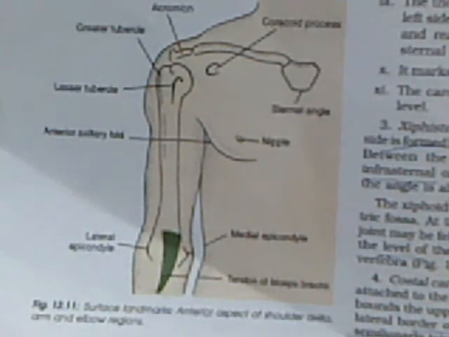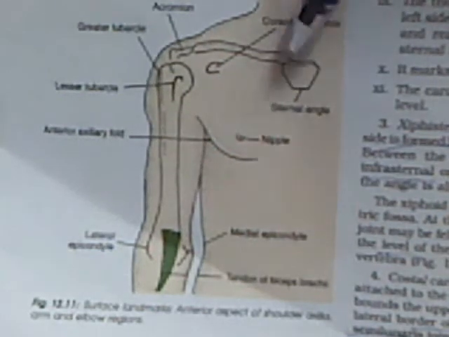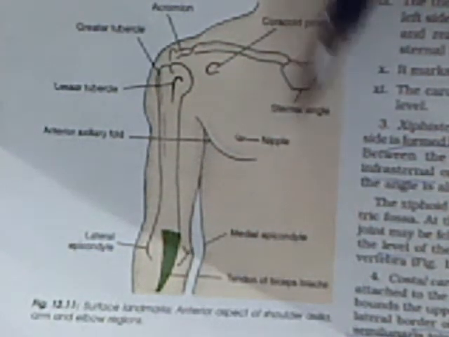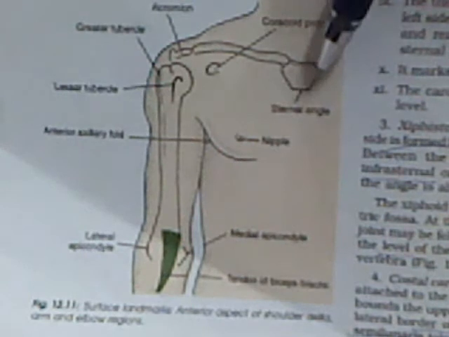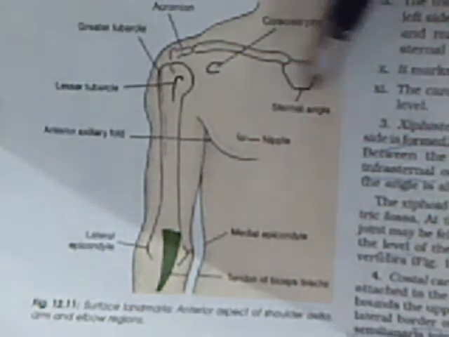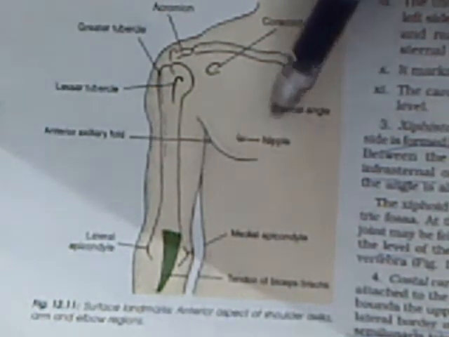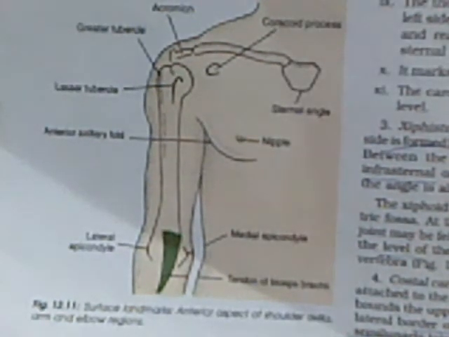It marks the upper limit of the base of the heart. So the base of the heart, which rests posteriorly, its superior limit is being marked by the sternal angle. The cardiac plexuses are situated at the same level. The cardiac plexuses are also situated at the same level.